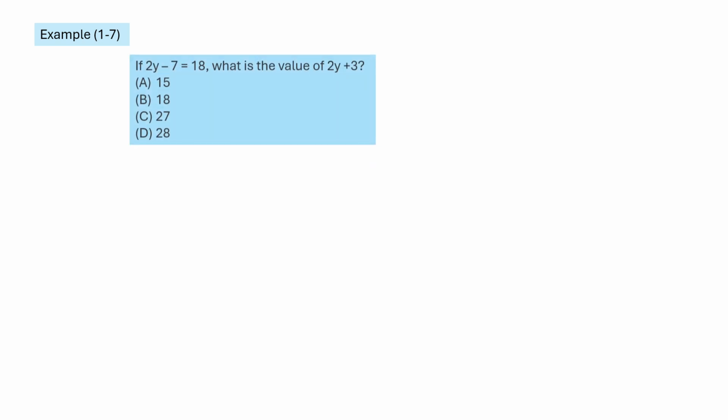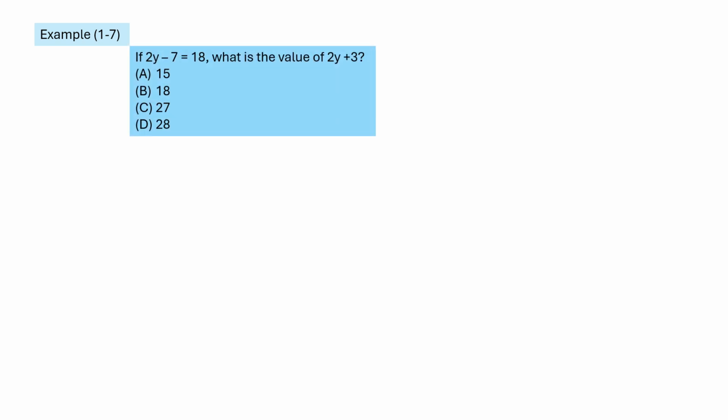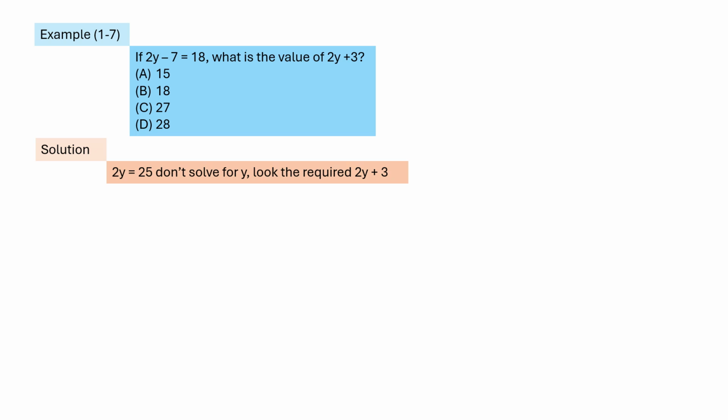Example 1.7. If 2y minus 7 equals 18, what is the value of 2y plus 3? Also, it doesn't ask about the value of y. First, we solve: 2y equals 25. Look at the requirement, you don't need to divide by 2. For 2y plus 3, just add 3 to both sides. So the answer will be 28, which is D.